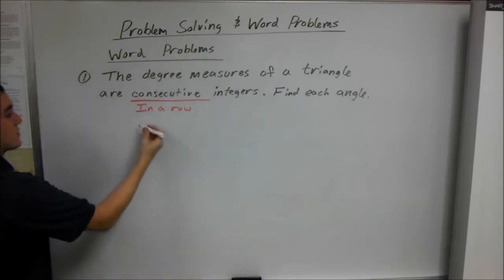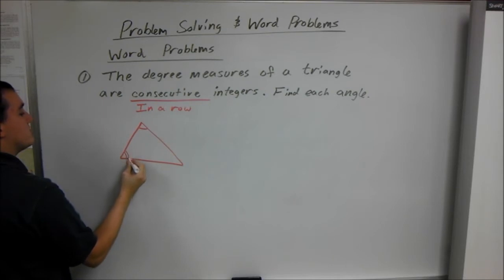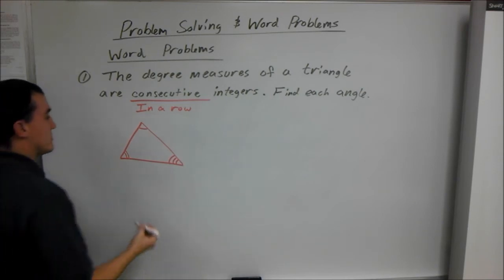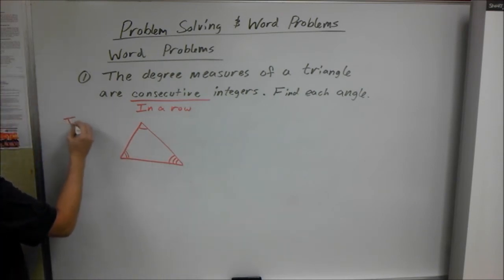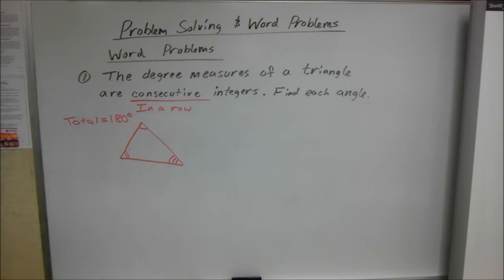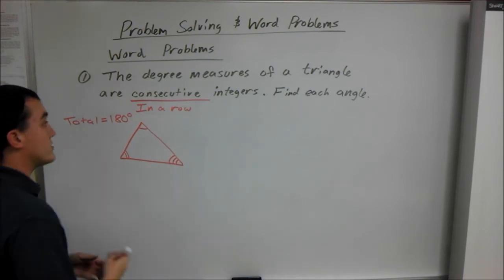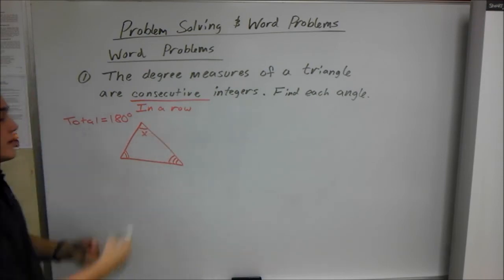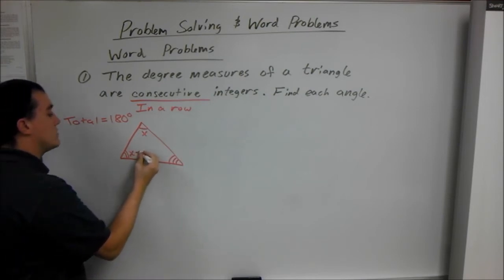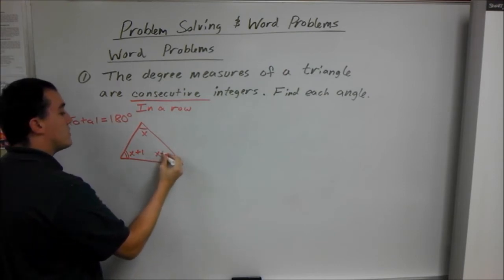So we draw a picture of a triangle. It's got 3 different angles. And we know from geometry the angles add up to 180 degrees. So the total is 180 degrees. Now, since there are 3 consecutive integers, we can call our lowest angle x. And since they're in a row, we know the next biggest angle is going to be x and 1 more, so x plus 1. And one more than that is x plus 2.